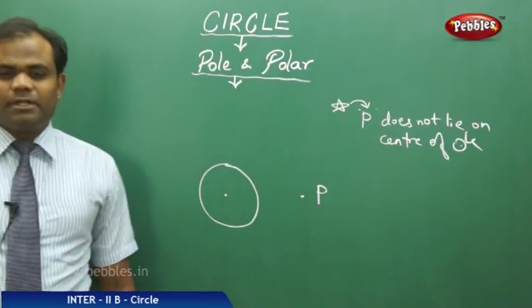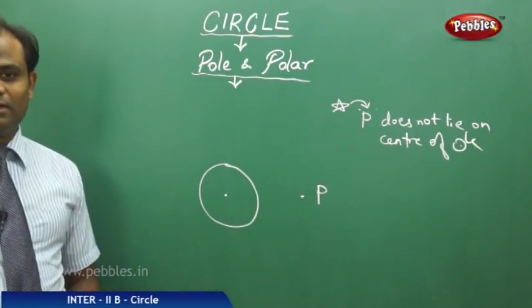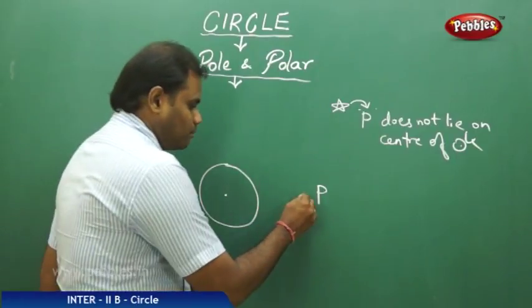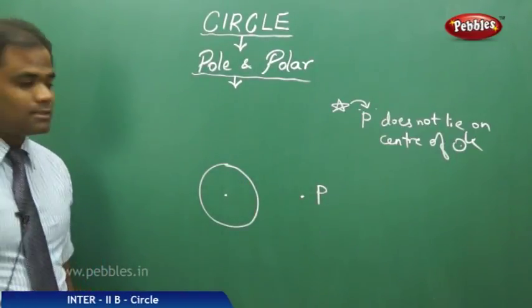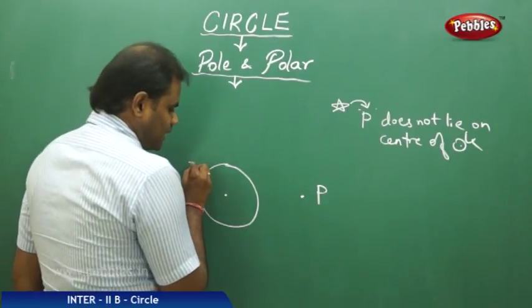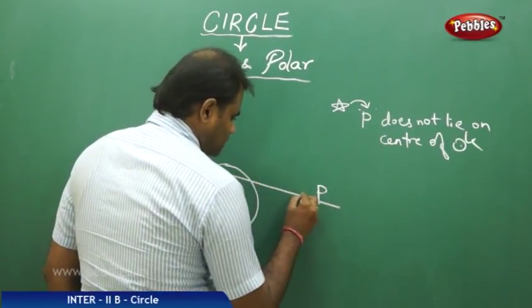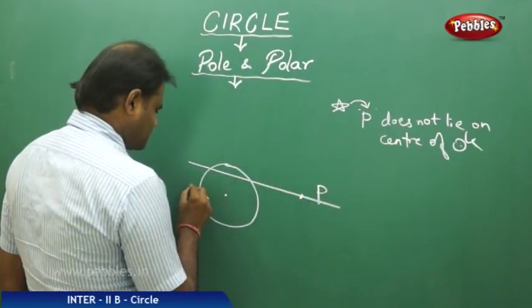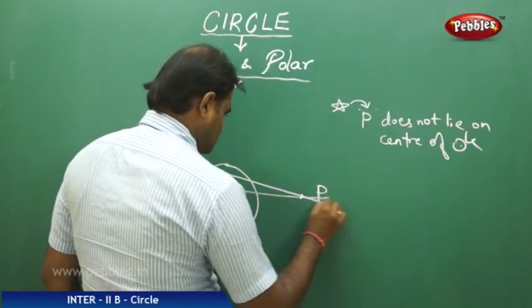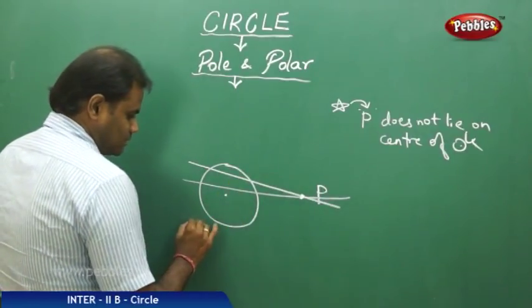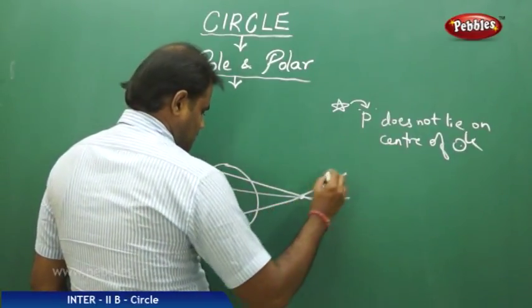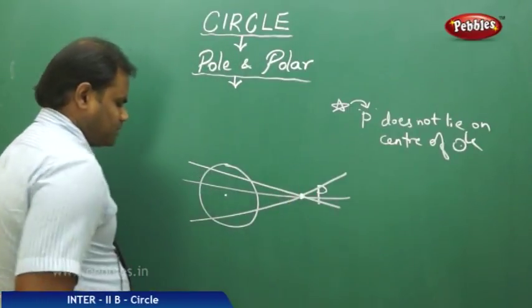So assuming that P does not lie on the center of the circle, now if I take a point P in the plane, then let me draw a few chords of contact. Say I draw some lines cutting the circle and passing through P. This is one line, this is another line, this is another line, and this is another line which passes through.